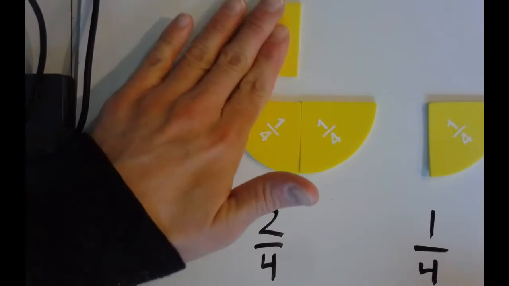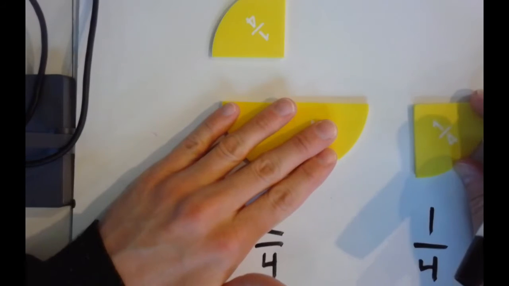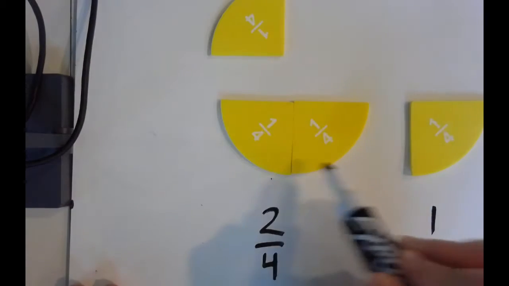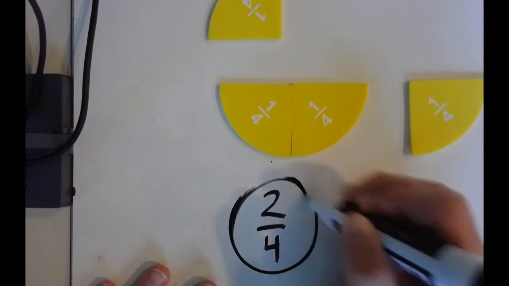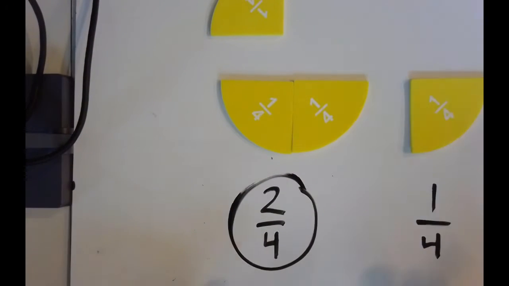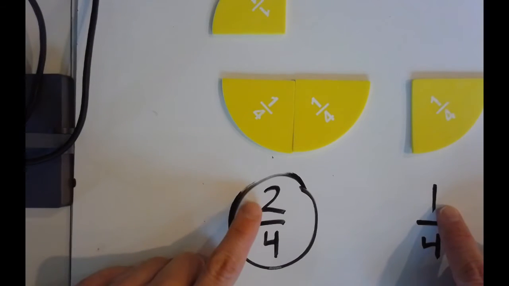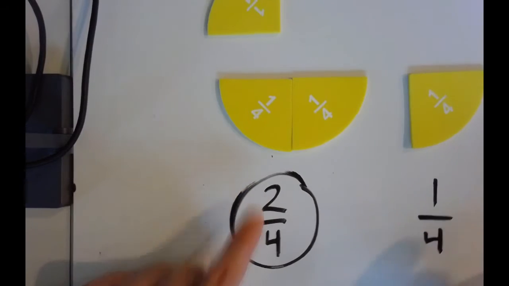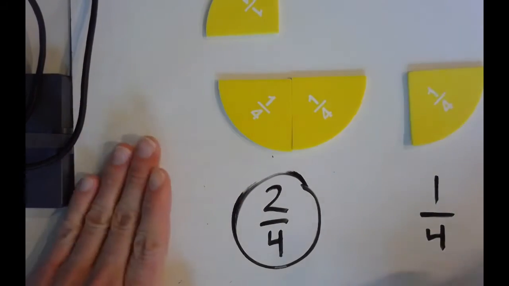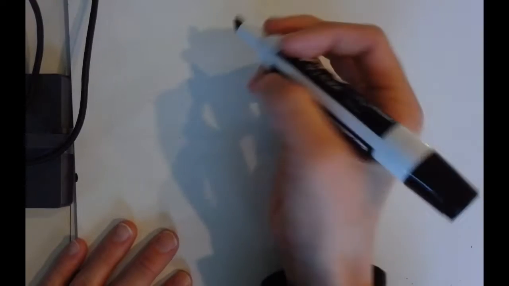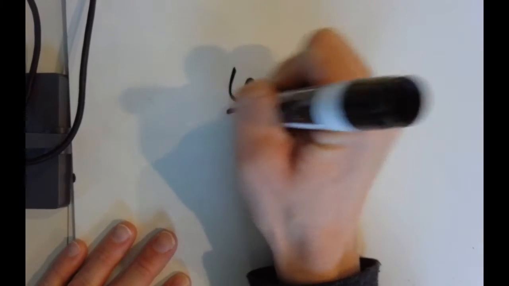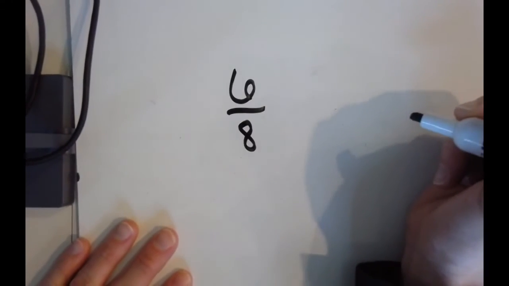Well, I think you can easily see here that 2/4 is bigger than 1/4. 2/4 is greater. The denominators are the same, so I can just look at the numerator, and since the numerator is larger, 2/4 is greater than 1/4. Now, even without having any models to look at, I could just write 2 fractions on my board. I could write 6/8, and I could write 4/8.